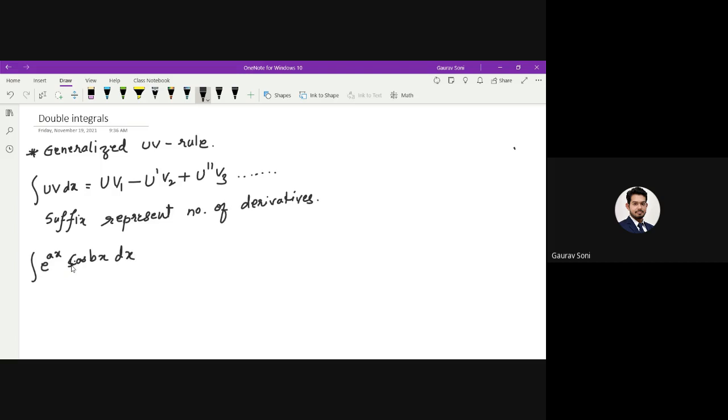If you have read R.D. Sharma, then you can probably tell me this. e to the power ax upon a square plus b square in bracket a cos bx plus b sine bx. Standard formula.